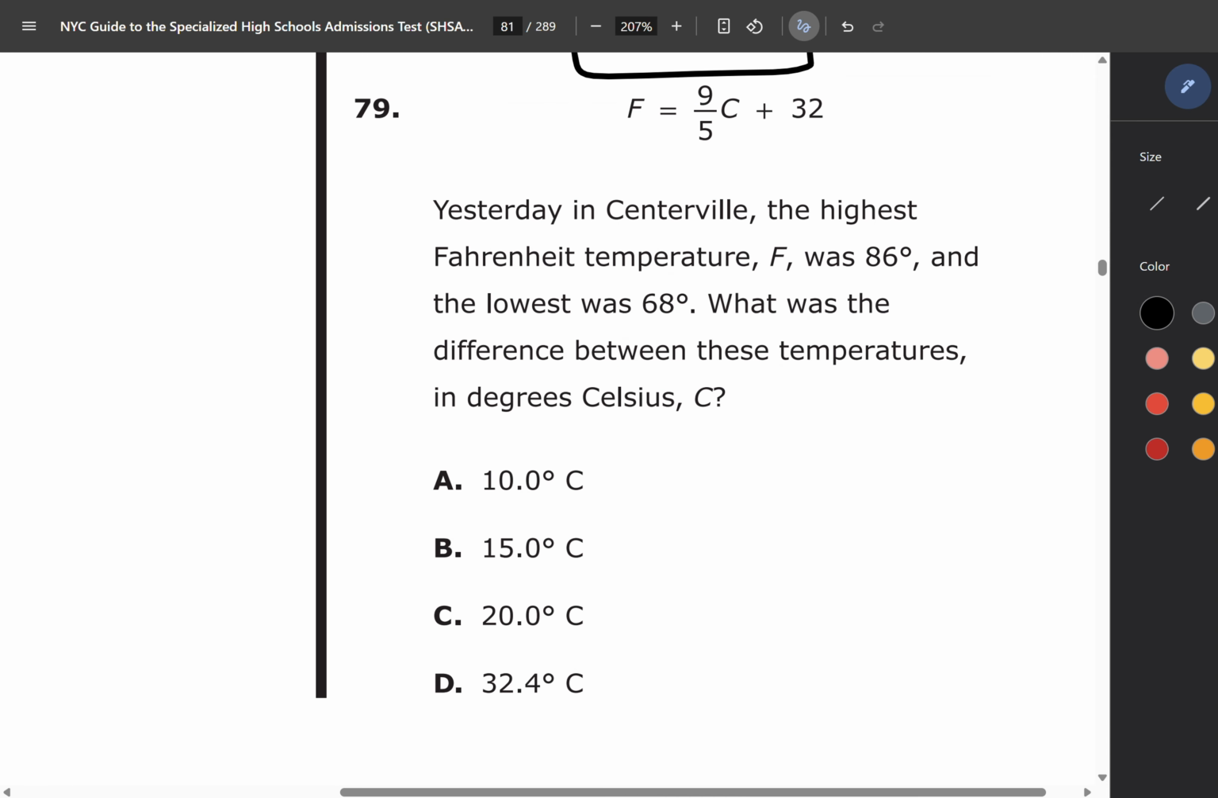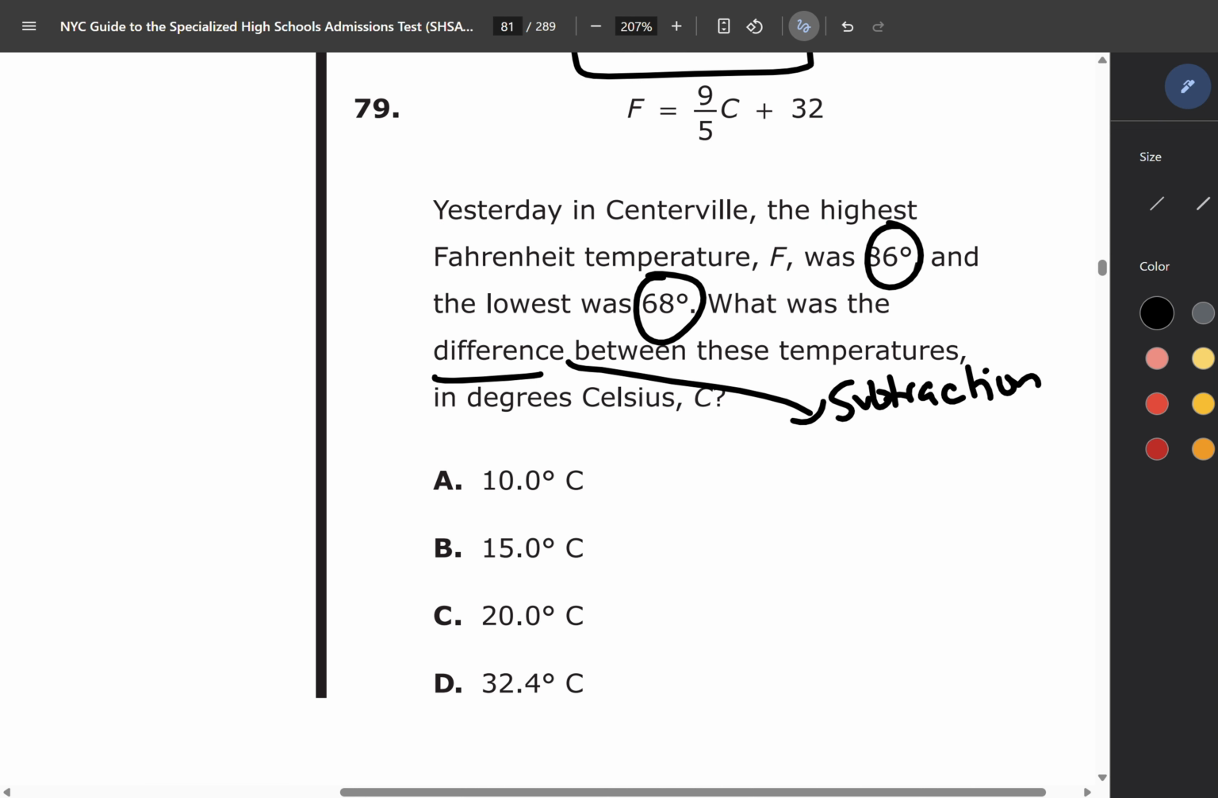So, question 79, the last question in this set. Yesterday in Centerville, the highest Fahrenheit temperature, F, was 86 degrees, and the lowest temperature was 68 degrees. What was the difference between these temperatures in degrees Celsius, C? So first, difference should automatically tell you subtraction. Keyword right there, you should already know that.